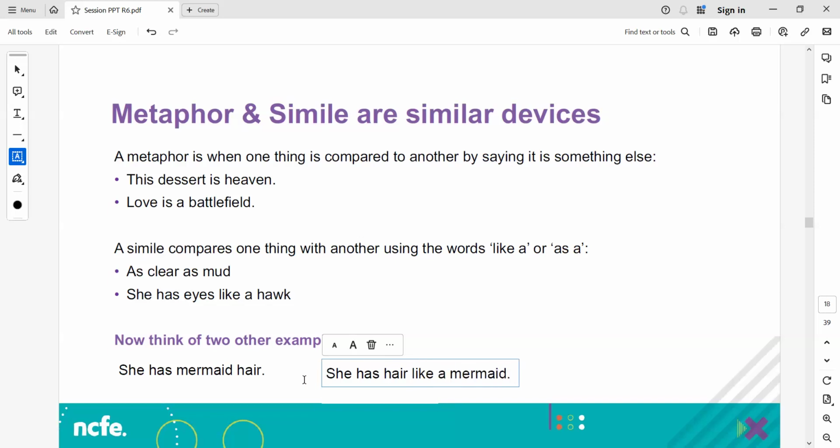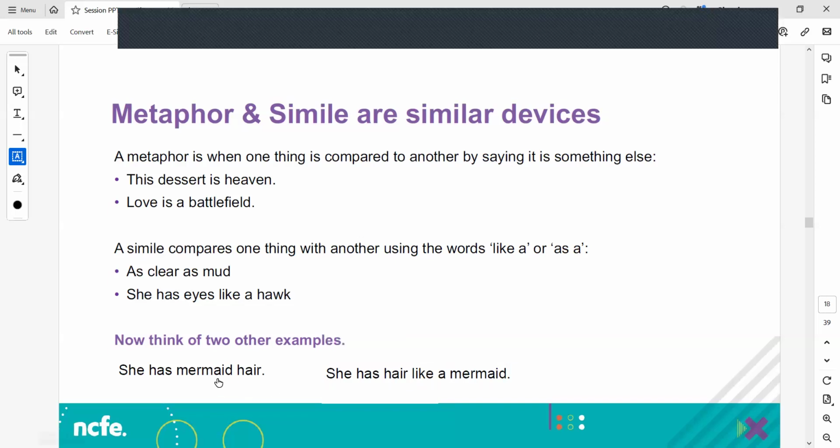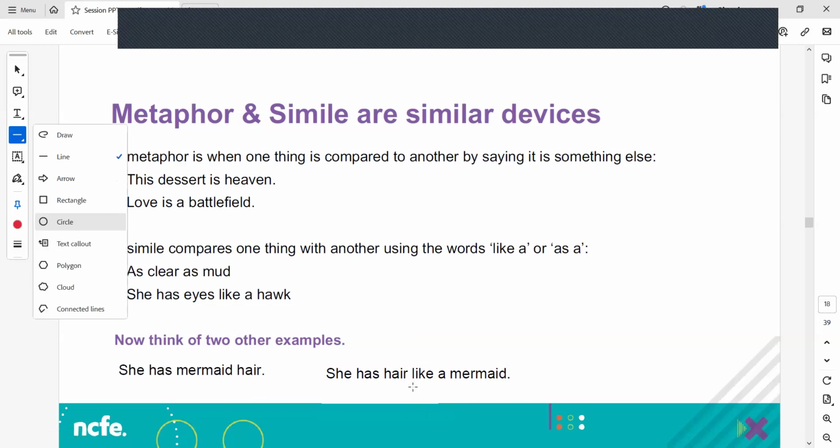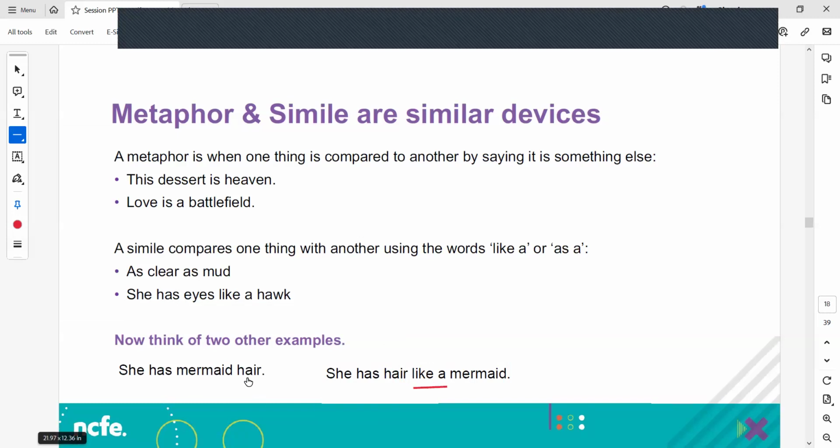Okay, so it's the same image, but this one's a metaphor and the second one is a simile. So if we've got like a or as a, then it's a simile. If we're saying that it's actually the thing we're comparing it to, then it's a metaphor. Okay, any questions about that?